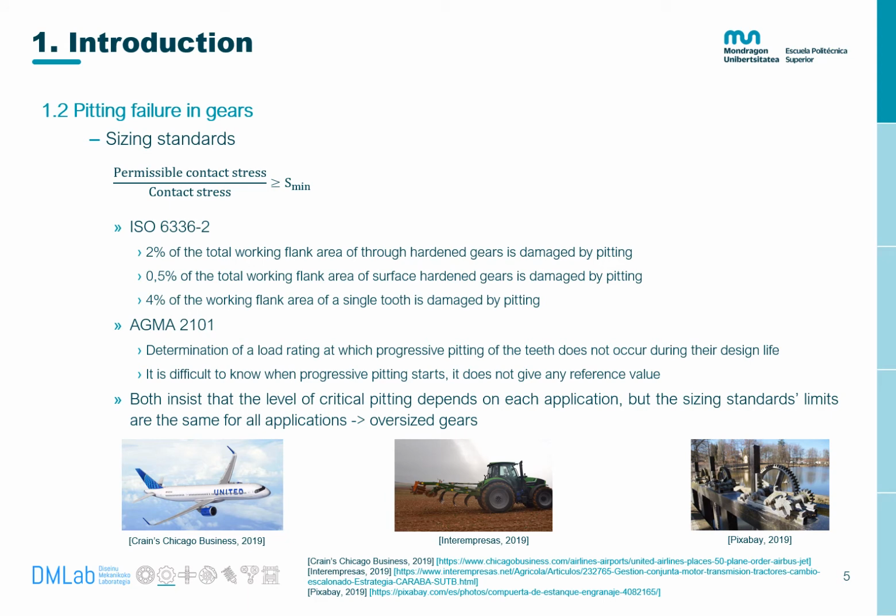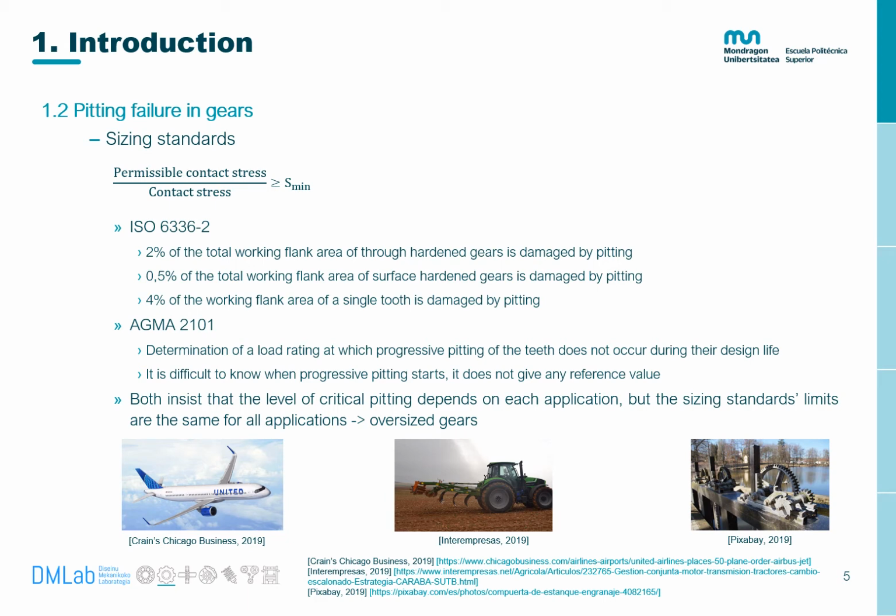Regarding gear sizing standards, ISO 6336 Part 2 and AGMA 2101 are the most used ones, and they are based on comparing the permissible contact stress with the applied contact stress. According to ISO 6336 Part 2, it is pitting failure in test evaluations when the following limits are exceeded. 2% of the total working flank area of through hardening gears is damaged by pitting. 0.5% of the total working flank area of surface hardening gears is damaged by pitting. 4% of the working flank area of a single tooth is damaged by pitting. However, the reason for these percentages of pitting being critical is not specified.